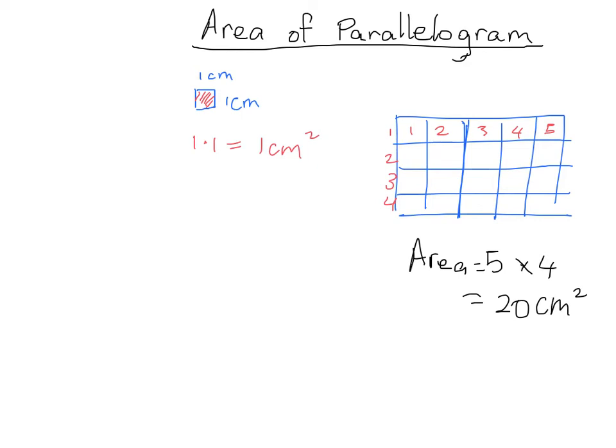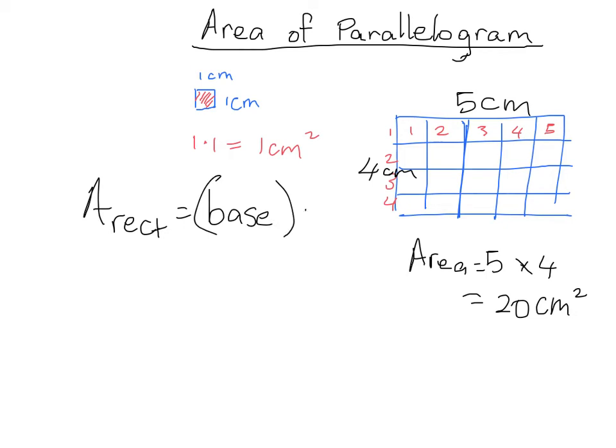All right, so in order to figure out the area of a rectangle then, all we have to do is multiply what two things? We're going to multiply our length, or our base, by our width, or our height. So the area of a rectangle, I'll say rect for short, is equal to base times height.